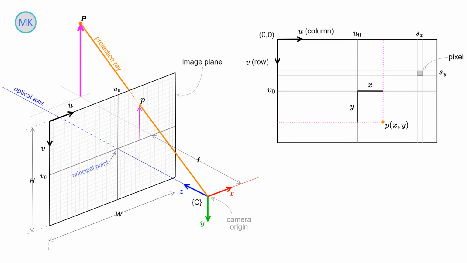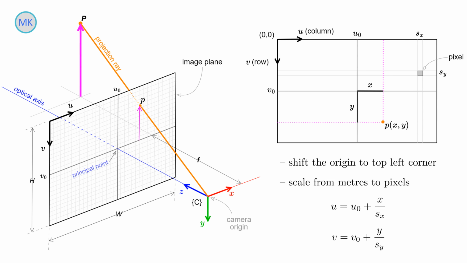In addition, the pixel coordinate system has a different origin. By convention, this origin is located at the top left corner of the image plane. Thus, we scale the point from meters to pixels and shift the origin to the top left corner. The pixel coordinates, u and v, are related to the image plane coordinates, x and y, as follows.